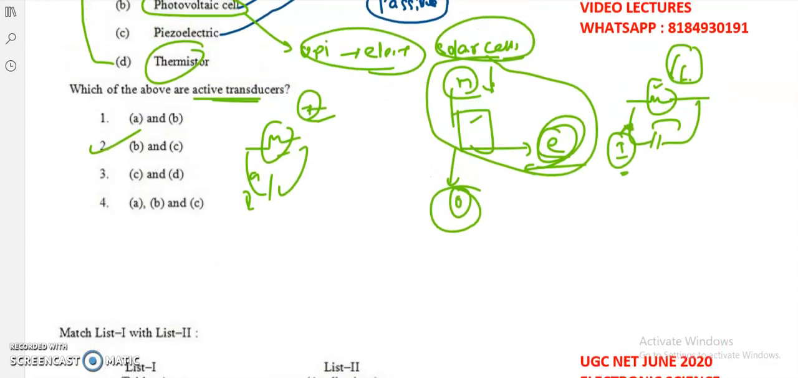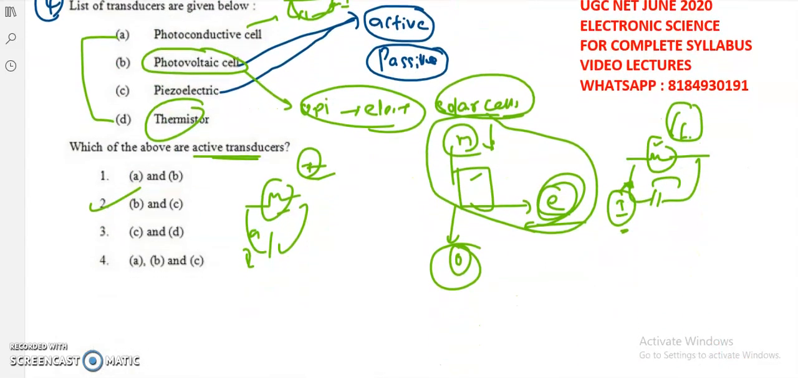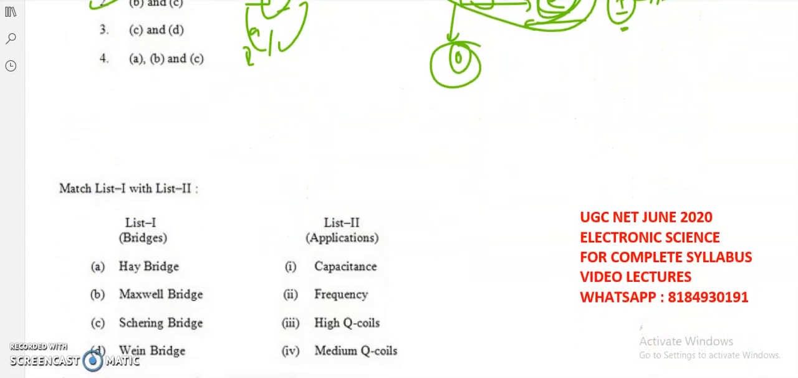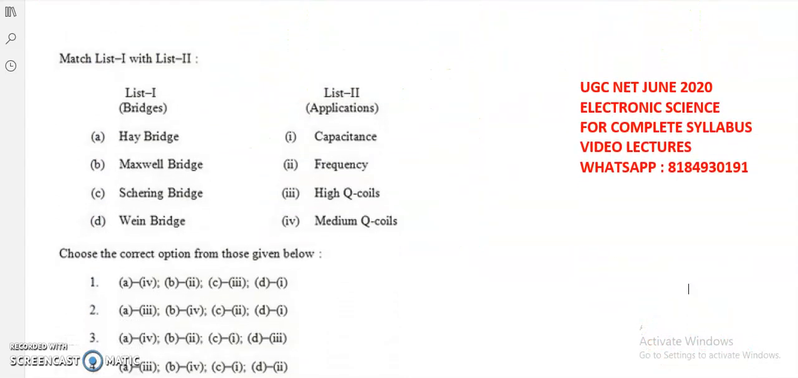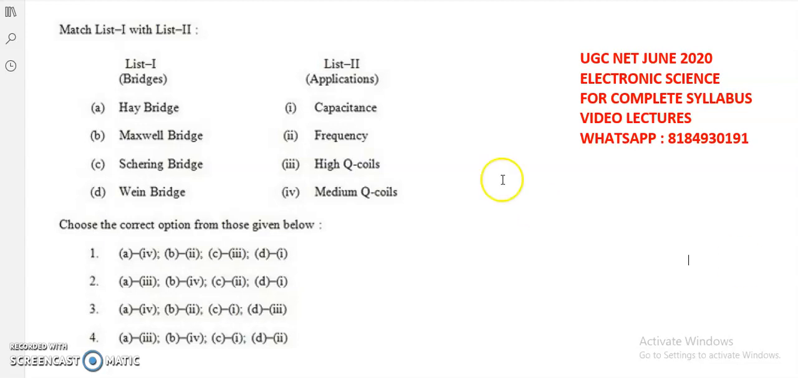So in the previous lecture, we saw the four questions on the transducer, that is the 10th unit of the UGC NET Electronic Science syllabus. Now here we're going to see the continuation of this one. It is the fifth question. Here the question is: list one is the bridges, and list two is the applications. That means which bridge is used to measure which things.